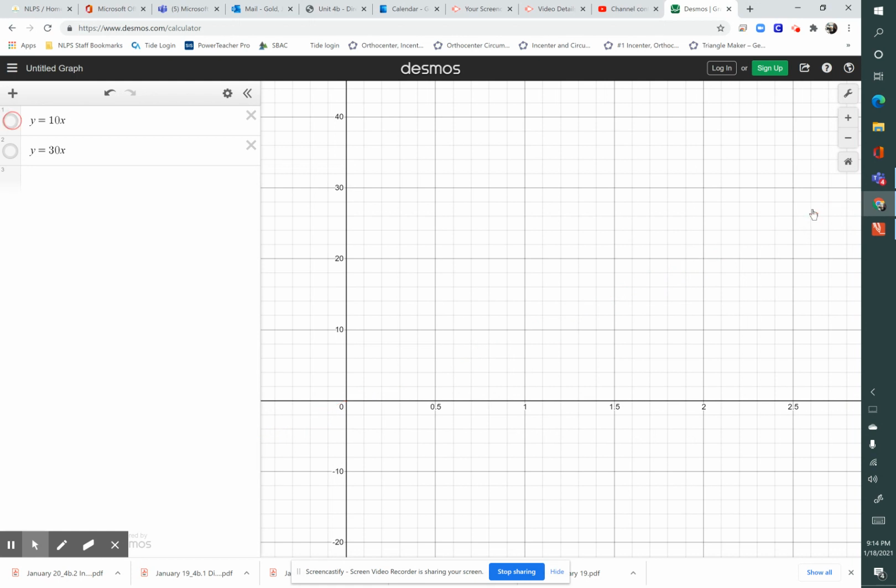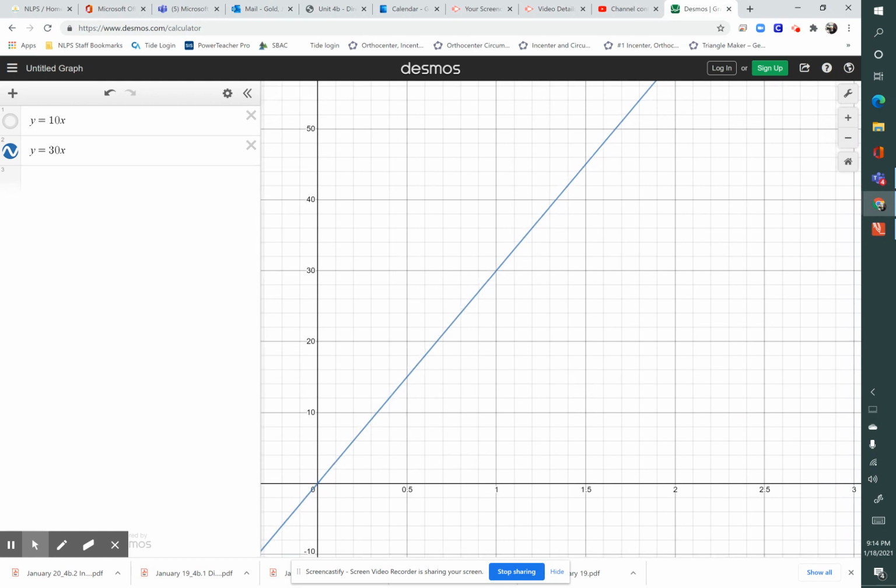Let's think of another scenario. What about if you're driving a car at a steady speed and you're driving 30 miles an hour? So we have y equals 30x. So if you drive 1 hour, how far have you gone? The x-axis will be your time in this case, and the y-axis will be how far you've gone. So if you've gone for 1 hour at 30 miles an hour, then you've traveled 30 miles.